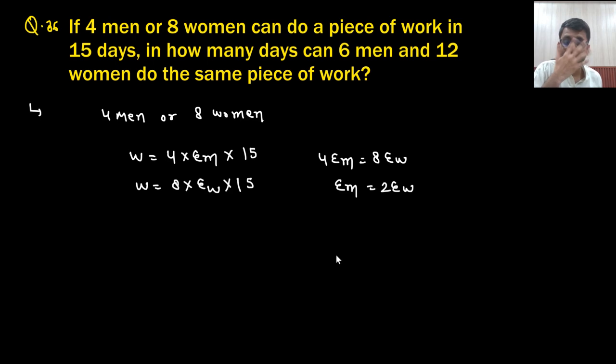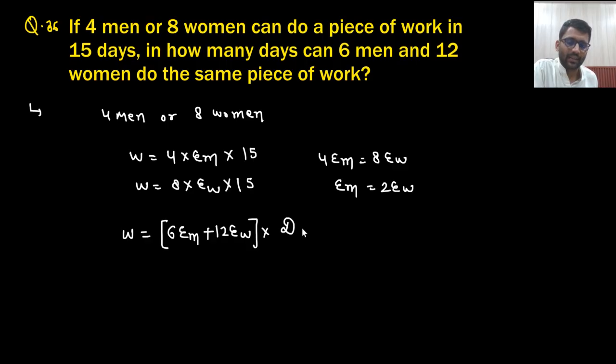In how many days can 6 men plus 12 women do the same piece of work? So this is the work. Okay. Now you have 6 efficiency of man plus 12 efficiency of woman. And in how many days will it be completed? In x days, or I can write directly x days. So in these many days it would be completed. So what is W? W I can write as 60 into efficiency of man. Now 6 into efficiency of man plus 12 into efficiency of woman.